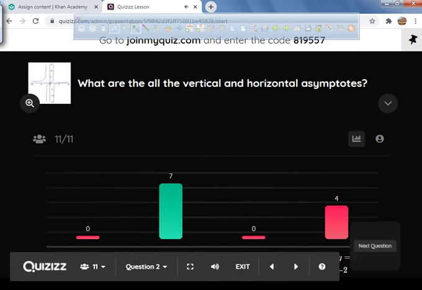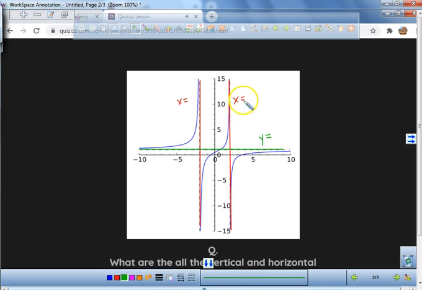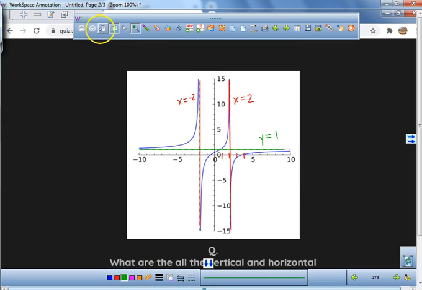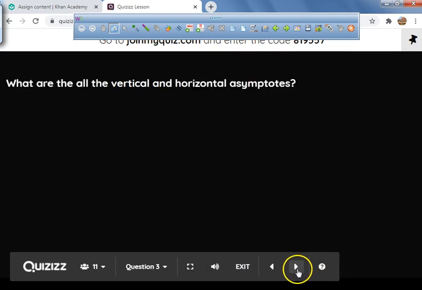Right now, let's take a look at this. What was this vertical asymptote at x equals what? If that's right here, what are we going to have it at? x equals 2. What was it over here? x equals negative 2. And what was the horizontal asymptote at? What'd you guys get? y equals 1. So vertical asymptotes run up and down, horizontal run left and right.